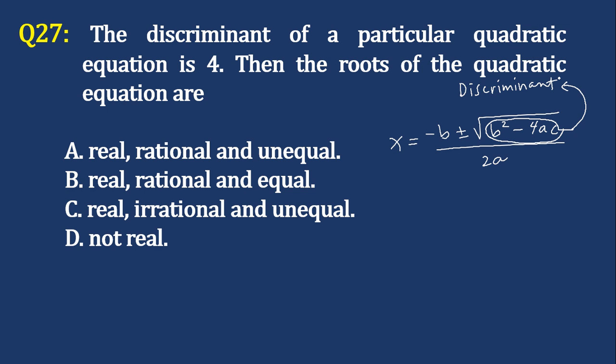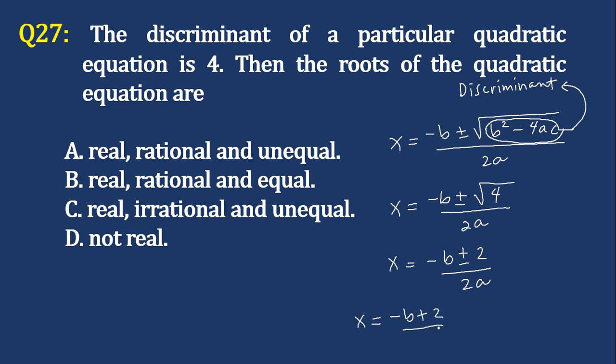Now according to the question, the discriminant of a certain quadratic equation is 4. So let's replace this expression by 4. We're going to have x equals negative b plus minus the square root of 4 over 2a. Square root of 4 is 2. So x equals negative b plus minus 2 divided by 2a. So there are two roots, right? The first one is negative b plus 2 over 2a, and the second one is negative b minus 2 over 2a.